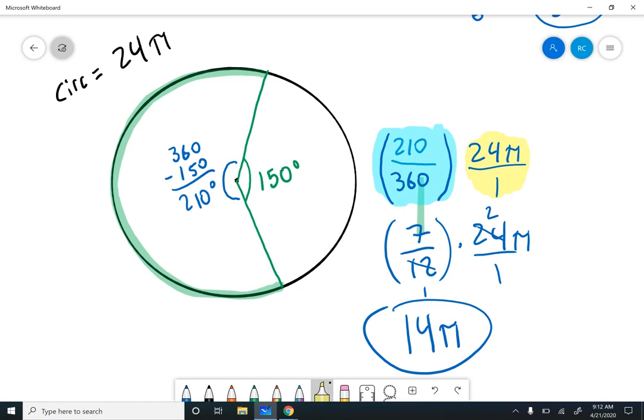Now, in the next video, we will go into what happens if you don't know the circumference of the circle. You have already learned how to do this, I promise, but it's been a little while, and I will refresh your memory on the formula of how to find the circumference of a circle.